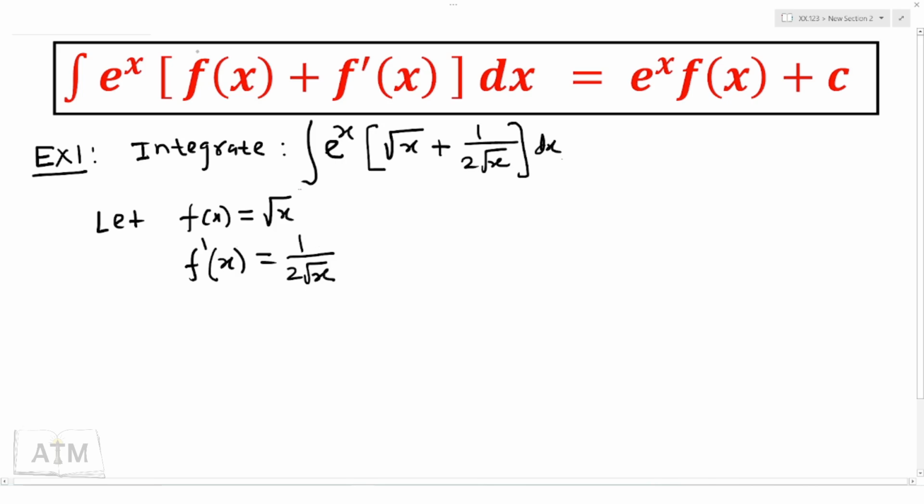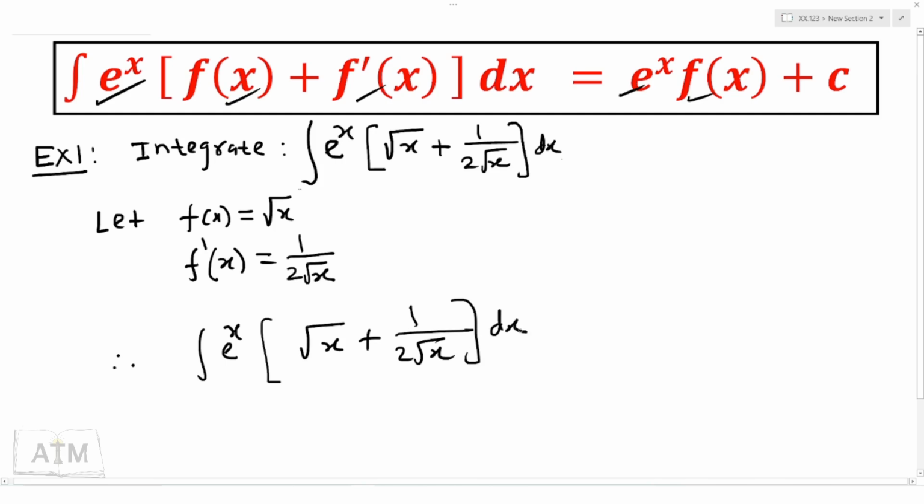And what is the formula saying? e raised to x, f of x plus f dash x equals e raised to x, f of x. Therefore, integration of e raised to x root x plus 1 upon 2 root x with respect to x. Here root x is nothing but f of x and 1 upon 2 root x is nothing but f dash x. And what is the result? Result is e raised to x f of x.